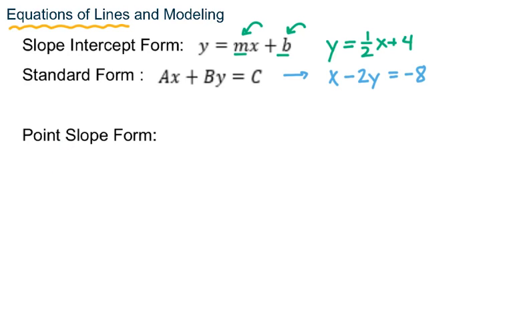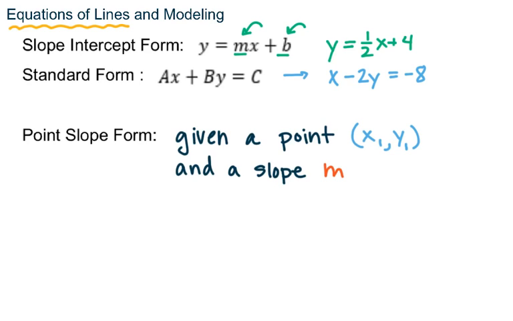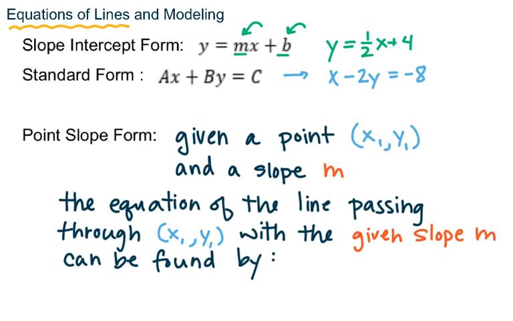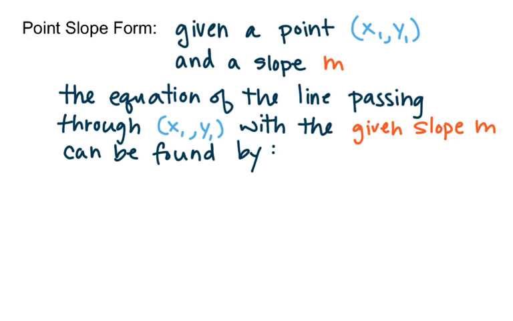So for our definition of point slope, we say given some point, x sub 1, y sub 1, and a slope, which we'll call m, the equation of the line which passes through that point with the given slope m can be found by the following formula. We will say y minus whatever that y sub 1 value is equals m times the quantity x minus the x sub 1. So this is my point slope formula.